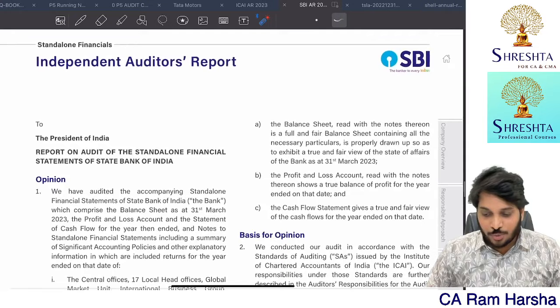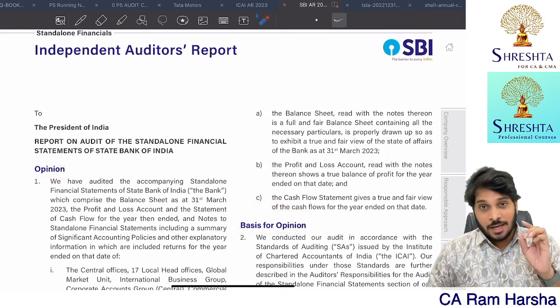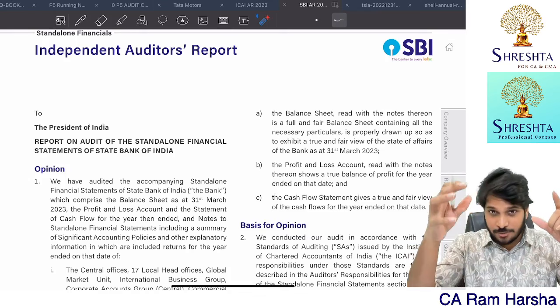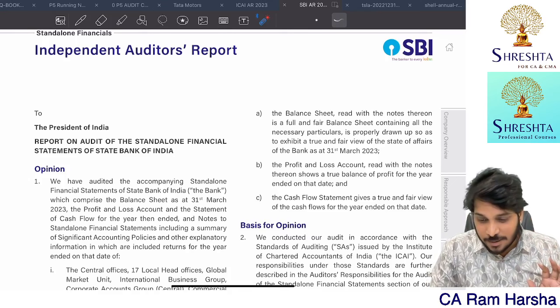You see here also there is an opinion and basis for opinion. You see the audit report given by auditors of the Institute of Chartered Accountants of India, which is not a company, which is a body corporate. Getting the point, which is a statutory corporation. The audit report format is same. The auditor's report on the Tata Motors company, the audit format is same. The SBI auditors giving audit report, the format is same.